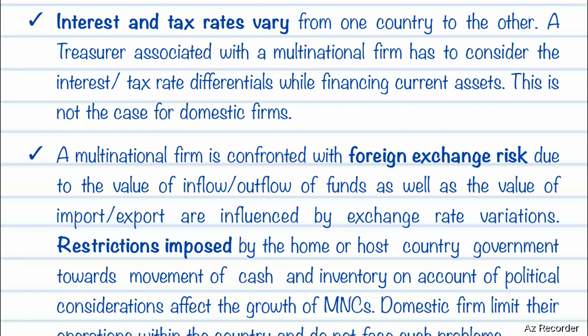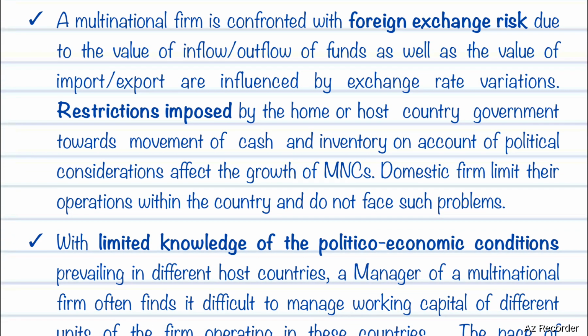Interest and tax rates vary from one country to another country. A treasurer associated with a multinational firm has to consider the interest or tax rate differentials while financing current assets. This is not the case for domestic firms. A multinational firm is confronted with a foreign exchange risk due to the value of inflow or outflow of funds, as well as the value of import or export, are influenced by exchange rate variations. Restrictions imposed by the home or host country government towards the movement of cash and inventory on account of political considerations affect the growth of MNCs.